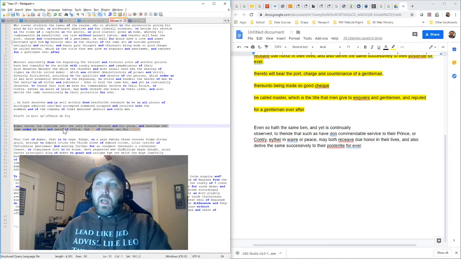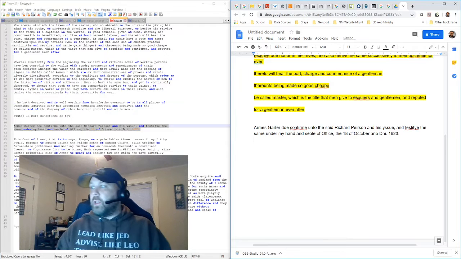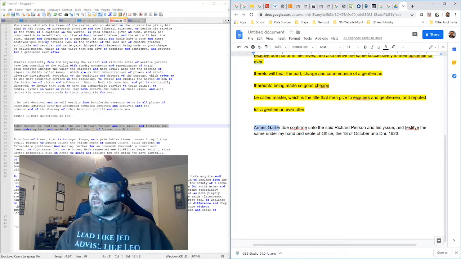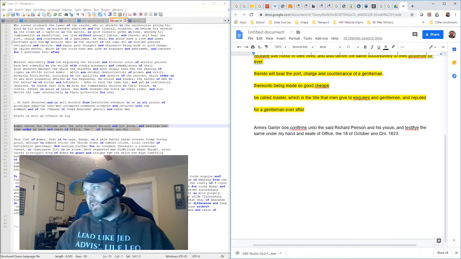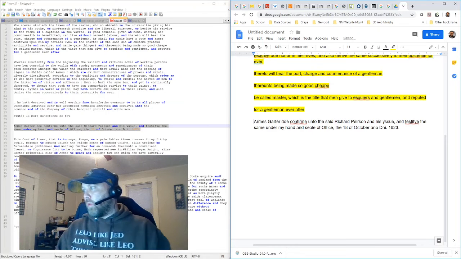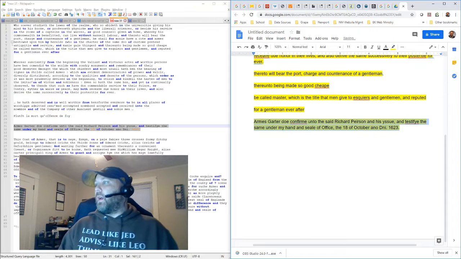So this I like as a kind of a sign-off. Arms guard. So that's the gentleman of the guard, or the king of arms, right? So that's just his formal title. Do confirm under the said person and his issue and testify the same under my hand and seal of office. And so that's one that we can go ahead and use for our sign off.